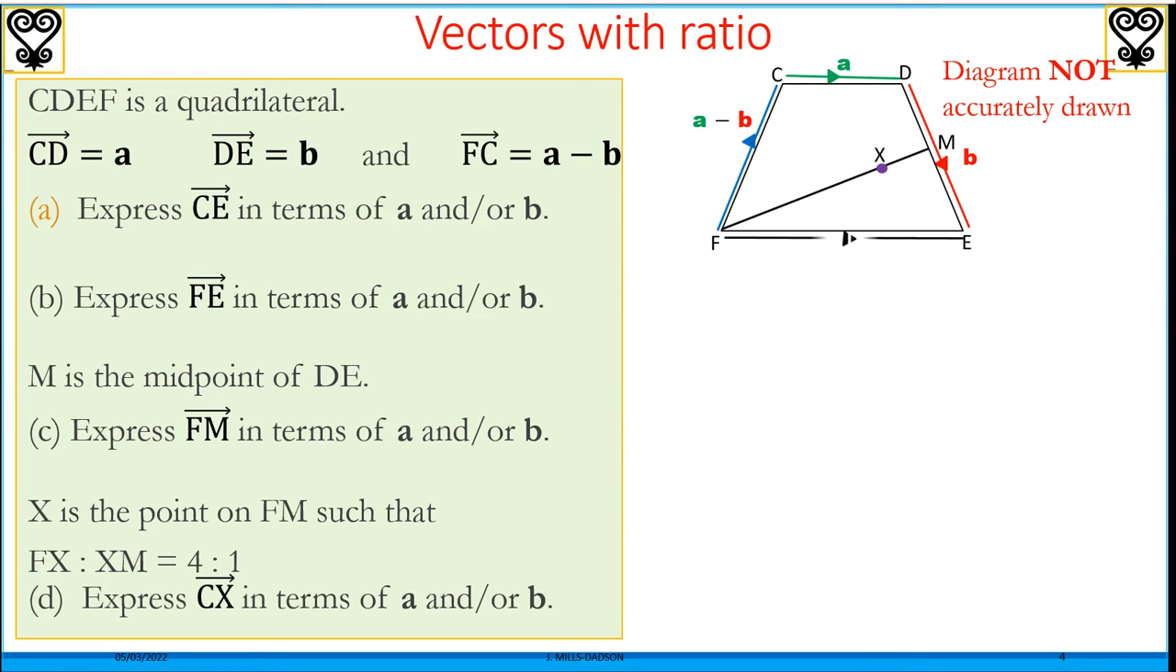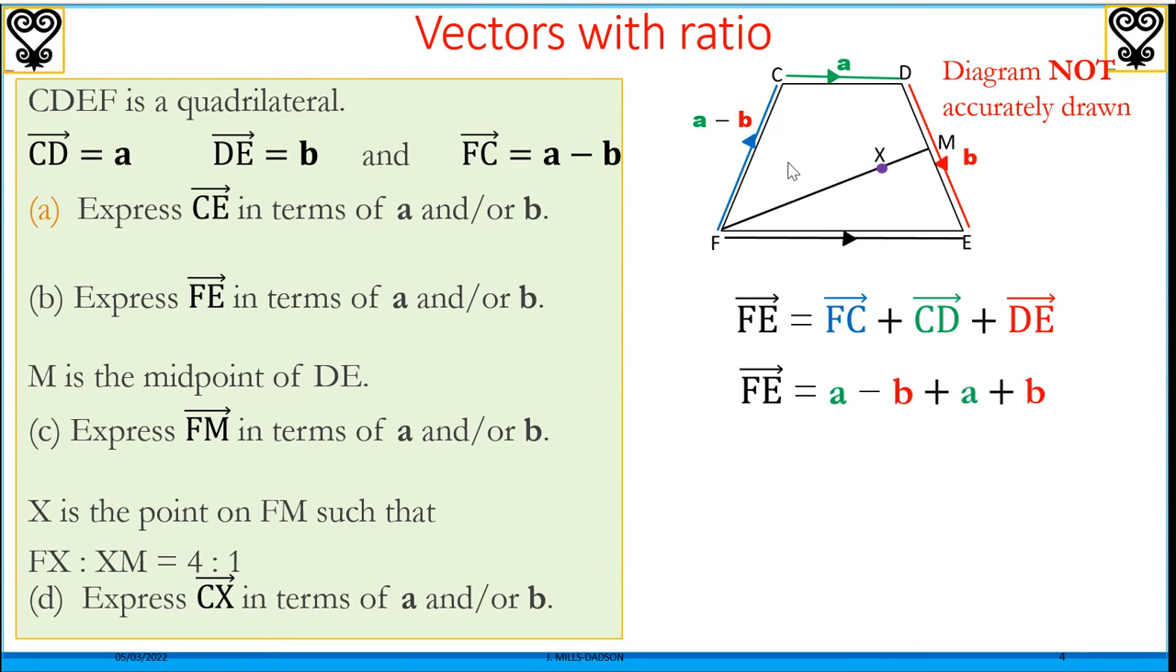Now FE. This is vector FE. So we're going to go FC plus vector CD plus vector DE. So we are going along the same vector direction, so no change of signs. Exactly what you see is what you write, and you simplify. And that gives us also 2A.